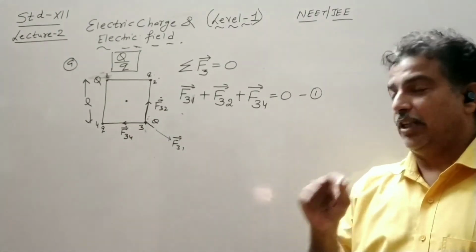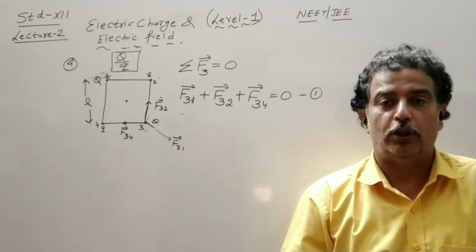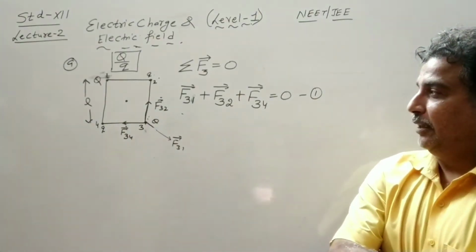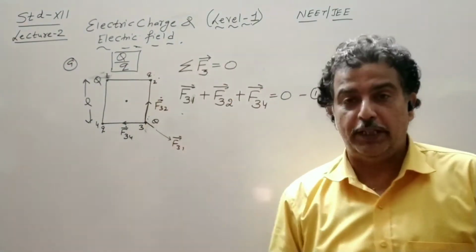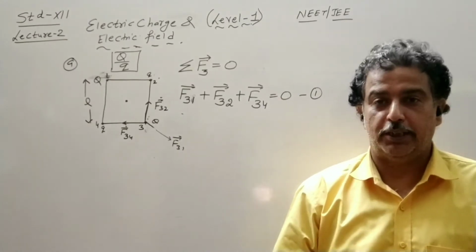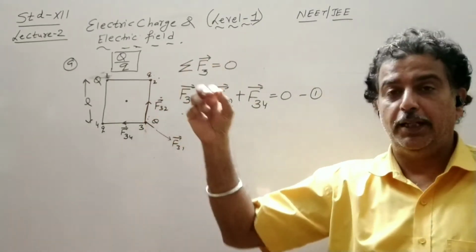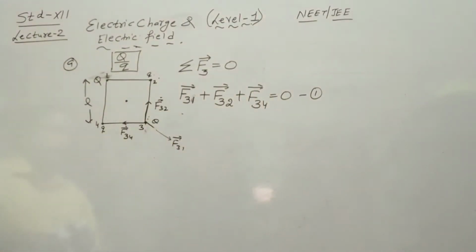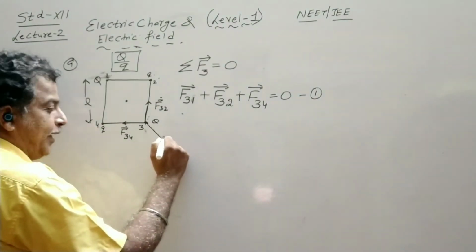Now if the two forces are in the same direction, the resultant cannot be 0. So it seems that either capital Q or small q is negative and the other is positive. So if I assume plus Q as positive, minus small q should be negative. So this is how we can make out from the diagram whether the charges are positive or negative.